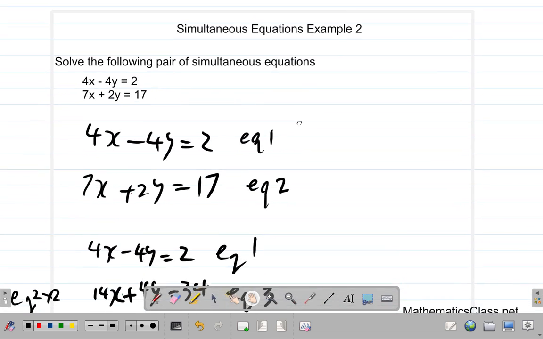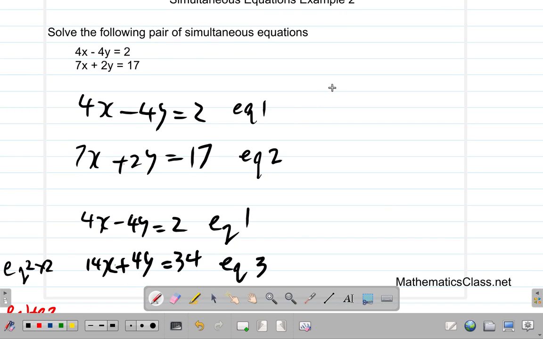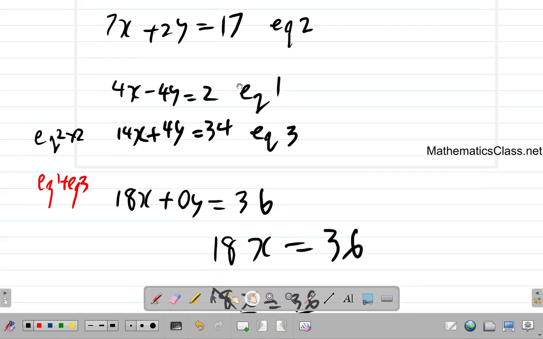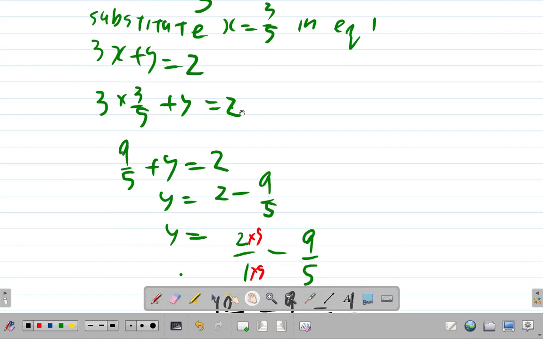Let's write that up here from now. We know that x is equal to 2. Let's come back down. Oh, by the way, before we come back down, we could take equation 1 and say 4 times 2 minus 4y equals 2, or equation 2 and say 7 times 2 plus 2y equals 17. Any one of them you want to use. Let's go with equation 1. 4x minus 4y equals 2. So equation 1.